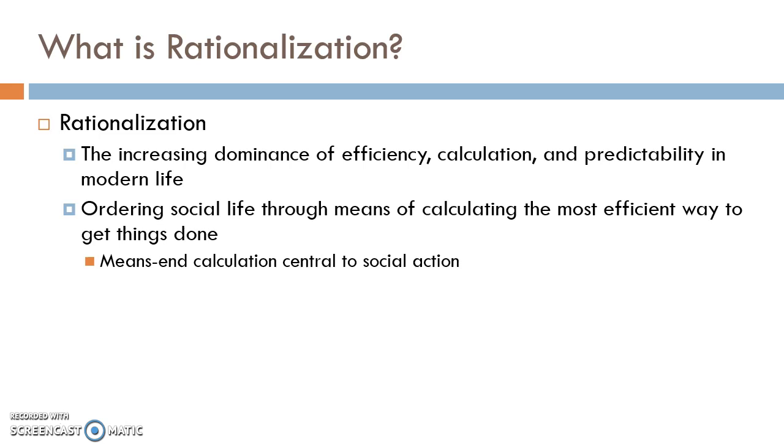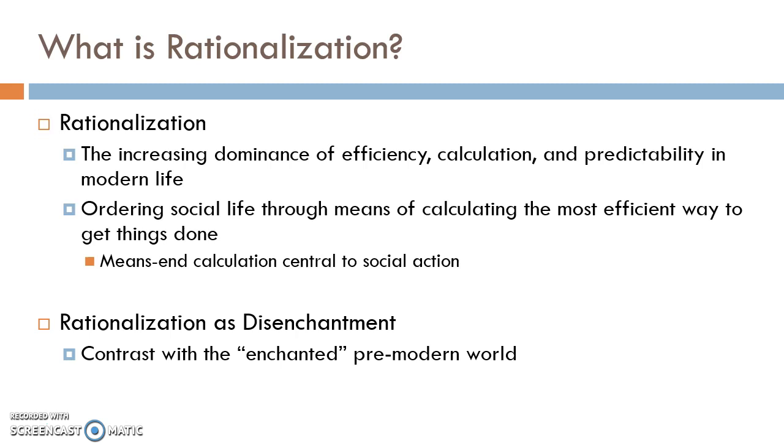So rationalization then is about ordering social life through a means of calculating the most efficient way to get things done. So it's reorganizing at a micro level social action through a kind of means-end calculation and framework, and at a macro level organizing entire systems and organizations through efficiency, calculation, predictability, right? That maximizing those as kind of values both of micro level social action and macro level social organization.